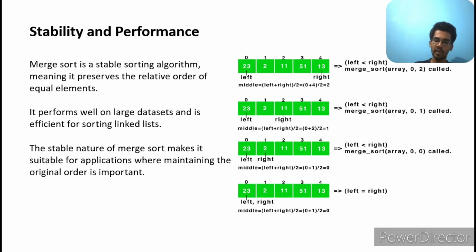The stable nature of merge sort makes it suitable for applications where maintaining the original order is important. The stable nature of merge sort is very important for maintaining the original order of the elements in the list.